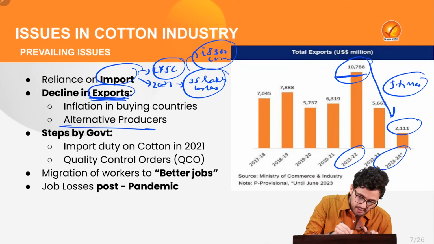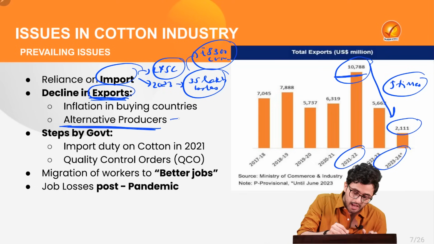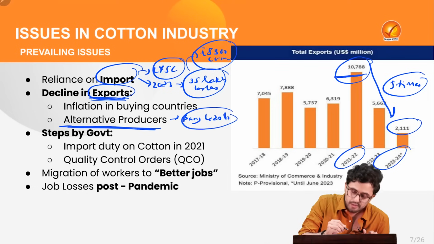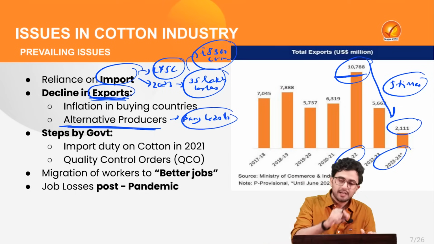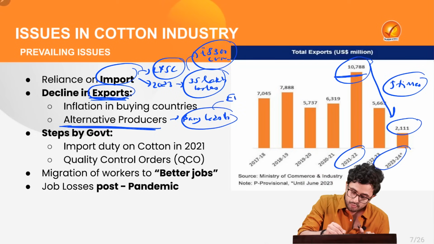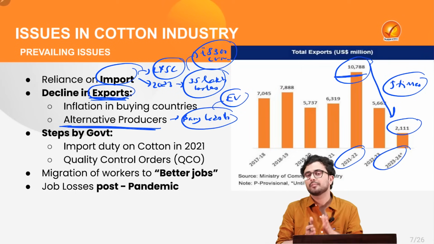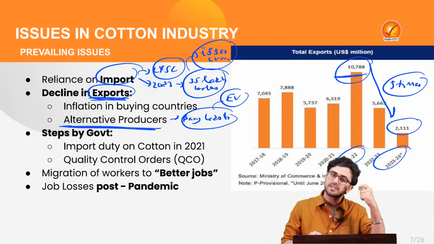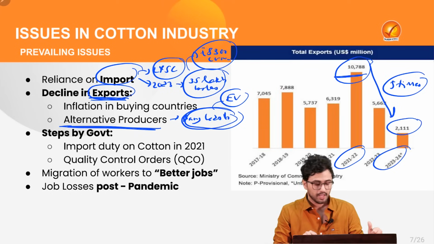At the same time, there has been rise of alternative producers such as Bangladesh, who are providing cheaper cotton products to these countries. Keep this in mind that these Bangladesh products have duty-free access to European Union, while we are still trying to finalize free trade agreement with European Union, thus obviously making our products much costlier there in comparison to the products from Bangladesh.